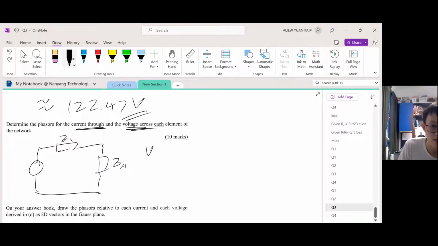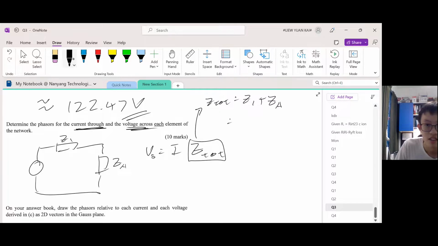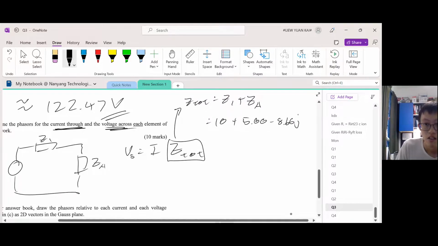To find the total current, we need to use V equals I Z. So this is by the source, and then this is the total impedance. So we need to find the total impedance first, right? Then we can find the current. So to find the total impedance, Z total is given by Z1 plus ZA because they're in series. So Z1 is 10, right? Plus the answer we got just now, 5.00 minus 8.66 j. You add this together.